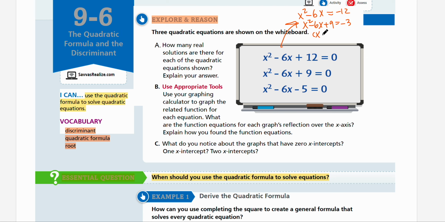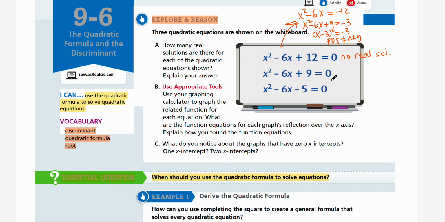So we add 9 on both sides, and this would be negative 3. We can factor out x minus 3 squared, and then we have x minus 3 squared is equal to negative 3, but this is not possible, right? A positive number squared is a positive number. A positive number cannot be negative, so there's no real solutions. No real solution.